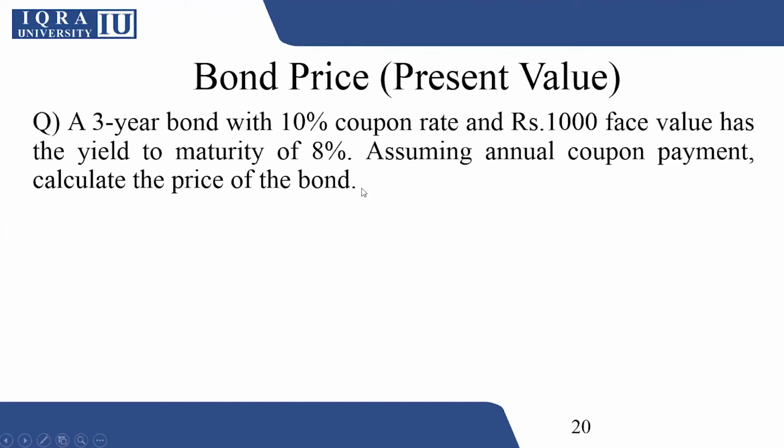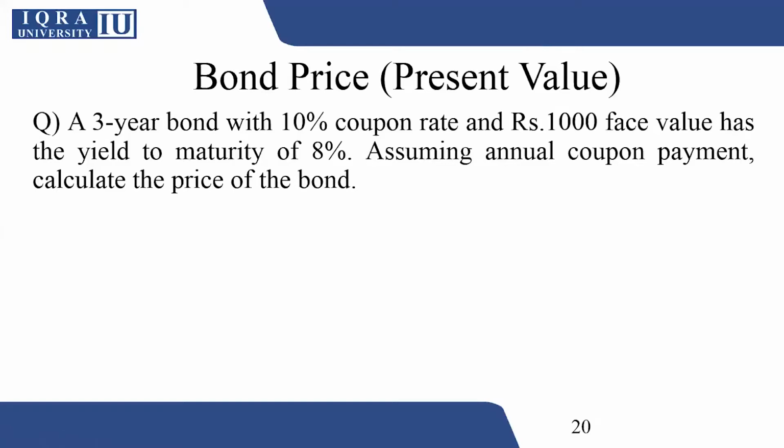So before moving to the calculation of the question, it is important that you understand that a 3-year bond means the maturity time of this bond is 3 years, which is set by the company, and the 10% coupon rate is the annual rate which will be paid by the company. In common language, we call it the interest payment made by the company to the investor of the bonds. And yield to maturity, which is taken as the investor's required return, is 8%. Calculate the price of the bond.